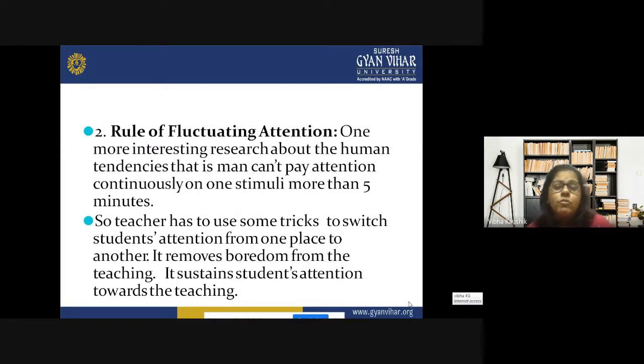If the teacher will use those techniques, those tricks, those approaches, then it will definitely make the class lively. The students are actively involved in that, and they will not think that they are being bored today. It sustains students' attention towards the teacher, and that will help the teachers to sustain the attention of the students towards the teaching learning process.